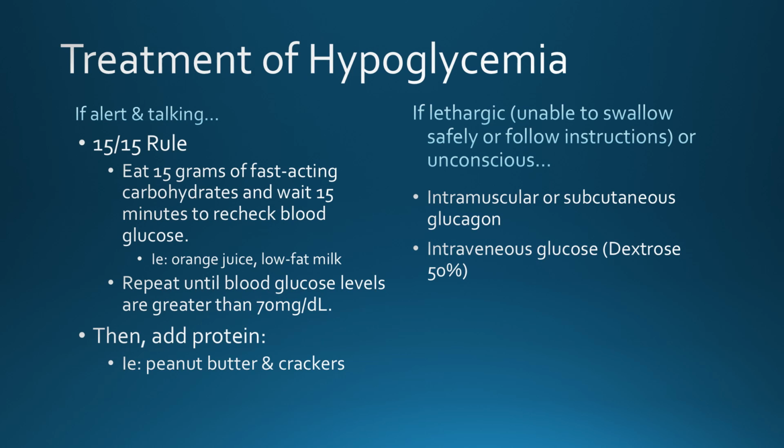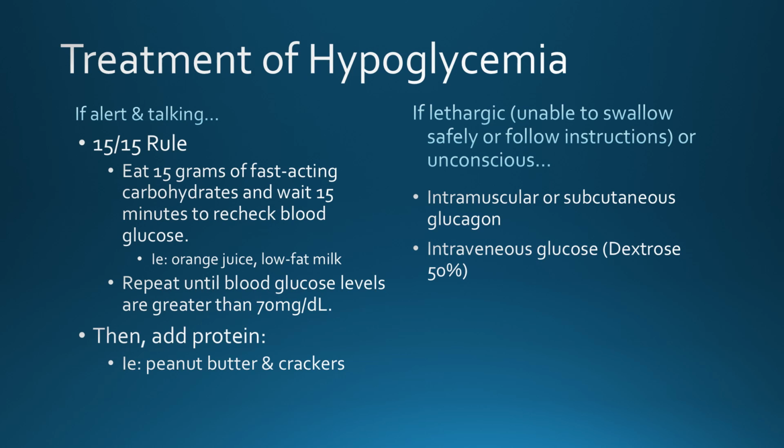So if they are alert, talking, coherent, then we follow what we call the 15-15 rule. We are going to have the patient eat 15 grams of a fast-acting carbohydrate, and then we are going to wait 15 minutes to recheck their blood sugar. And when we talk about a fast-acting carbohydrate, we are referring to things like orange juice or low-fat milk. Okay, so we're going to have them eat or drink that 15 grams of carbs, wait 15 minutes, recheck their blood sugar. Okay, we're going to repeat that trend until their blood sugar levels are greater than 70.